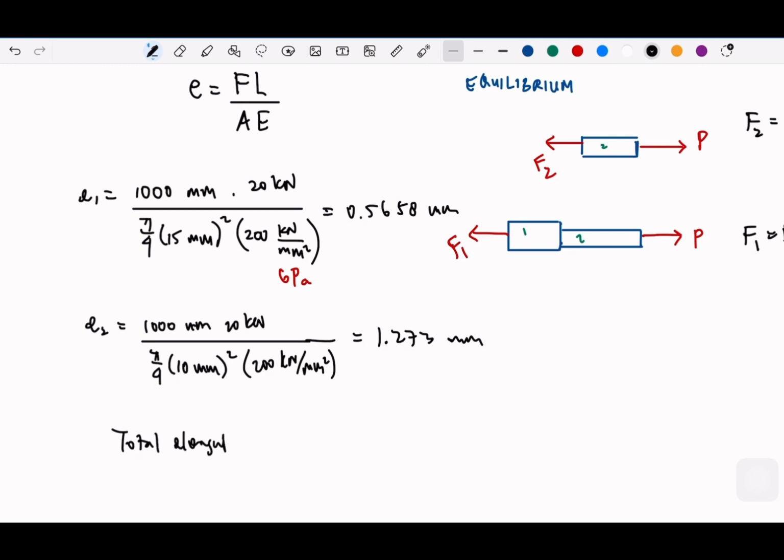So total elongation, let's say E1 plus E2, is equal to 0.839 millimeter.